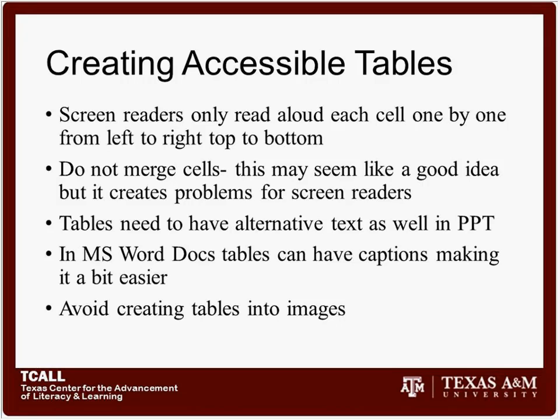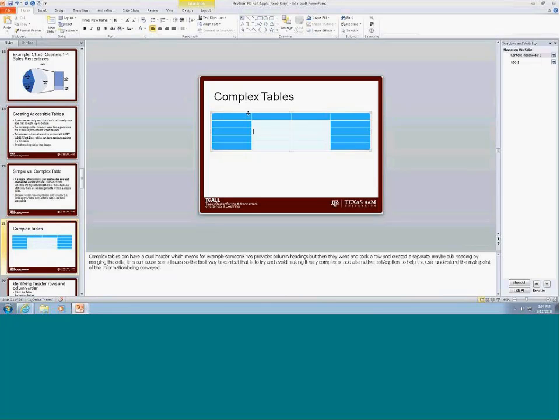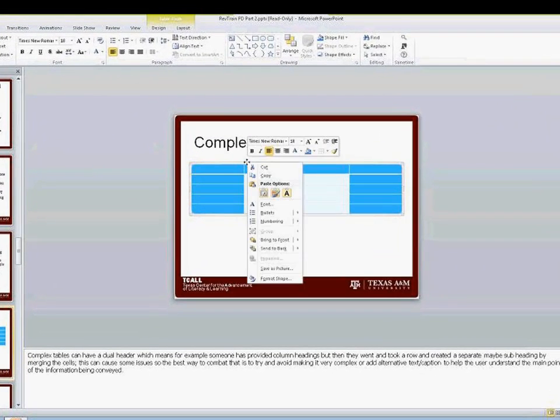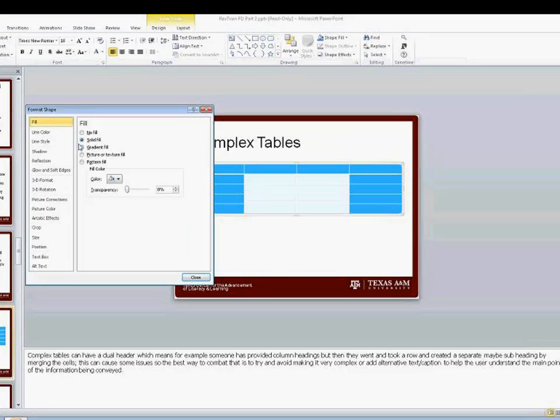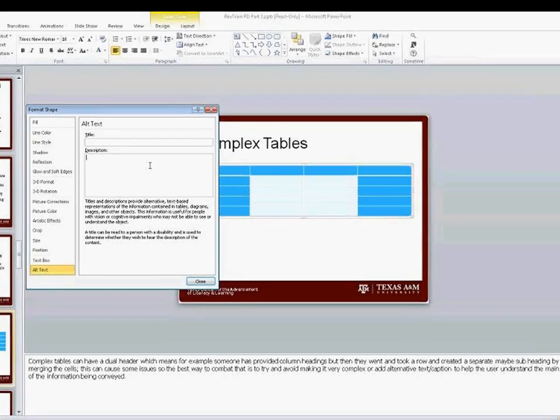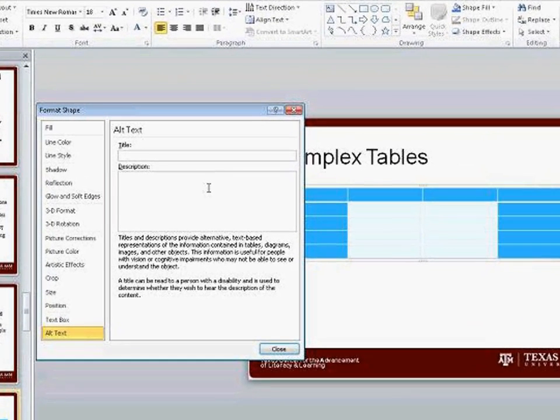Essentially, you're going to go in and add alternative text to your table the same way you would an image. If you're going to create the table, you would right-click on your table and do Format Shape, and it's going to be all the way down here at the alt text. And again, just put in a brief description of what you're trying to convey. You can put in the description of the columns. That's always helpful.